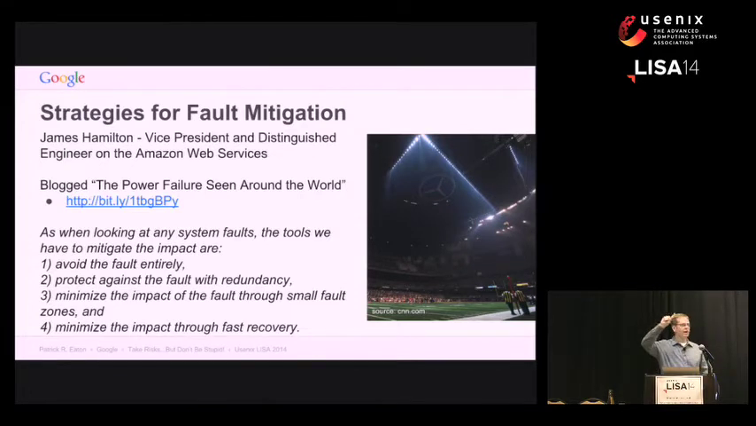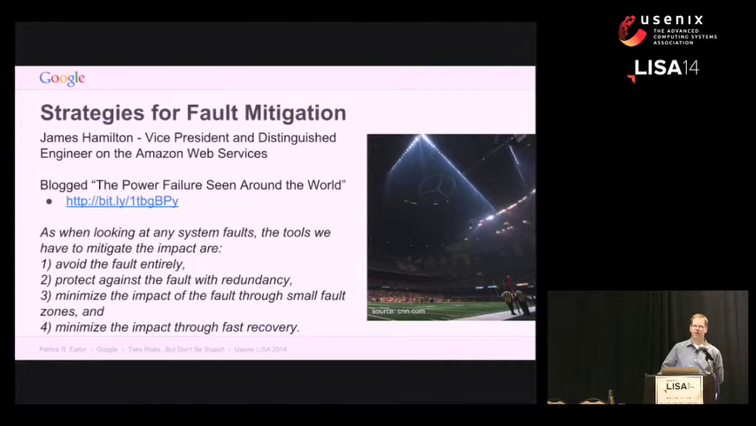What he wrote was, as when looking at any system faults, the tools we have to mitigate the impact are 1, avoid the fault entirely, 2, protect against the fault with redundancy, 3, minimize the impact of the fault through small fault zones, and 4, minimize the impact through fast recovery. This seemed really interesting to us. Avoid the fault entirely. Avoid it. Protect against the fault with redundancy. Mask it. Minimize the impact of the fault through small fault zones. Bound it. Or minimize the impact through fast recovery.